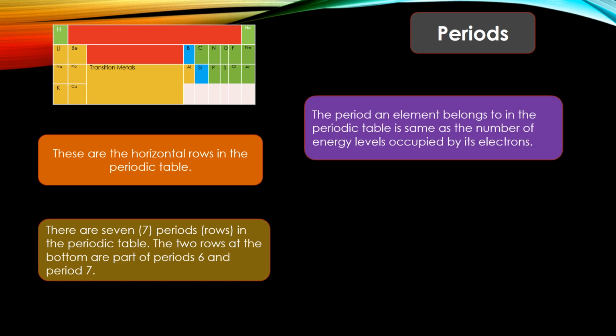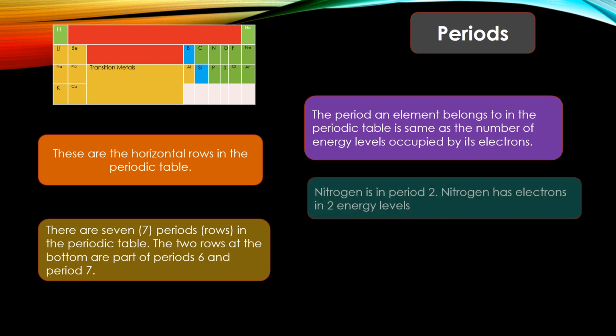The period an element belongs to also tells us the number of electronic shells that are occupied by electrons. This means that if an element is in period 2, the number of energy levels that will be occupied by electrons would be 2. And if an element is in period 3, the number of energy levels that will be occupied by electrons would be 3.